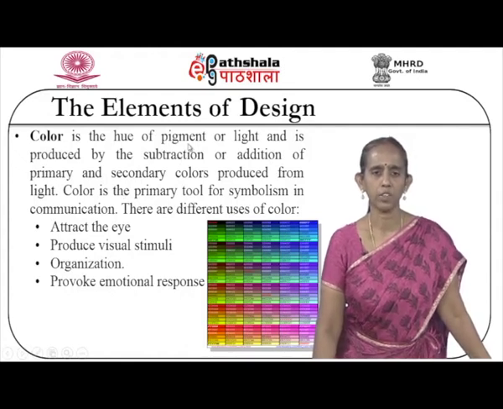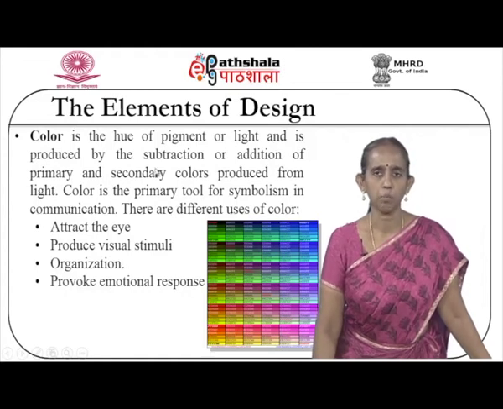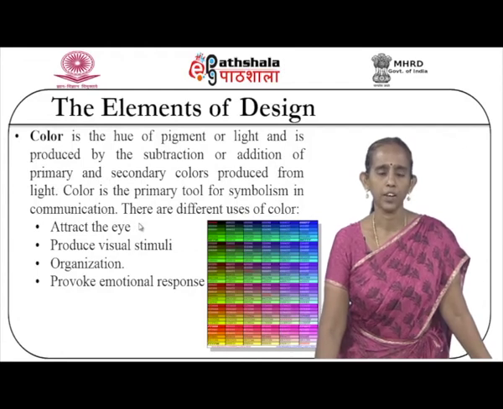The next element of design is color. Color is represented as a hue of pigment or light and is produced by the subtraction or addition of primary and secondary colors produced from light. There are different uses of colors. With the help of color, it is possible for us to attract the end user. It also acts as a visual stimuli. We can organize certain information using color, and it is also possible for us to provoke certain emotional response by using different colors.